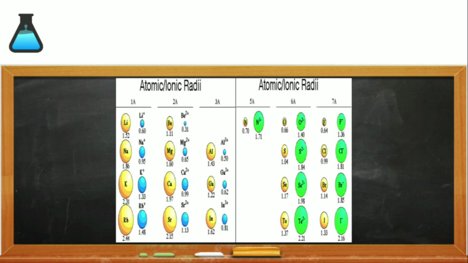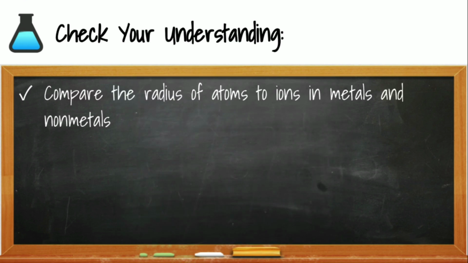So here's a nice visual where you can see that metals have smaller ions compared to the atoms, and the reverse is true for nonmetals. So by now you should be able to compare the radius of atoms to ions in both metals and nonmetals.